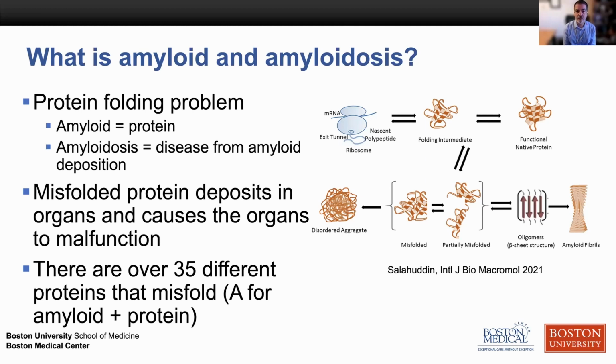There are over 30 or 35 different proteins that can misfold to cause amyloid, and we're going to focus on two of them, but principally one of them in this brief presentation. The nomenclature is A for amyloid followed by the protein that misfolds.